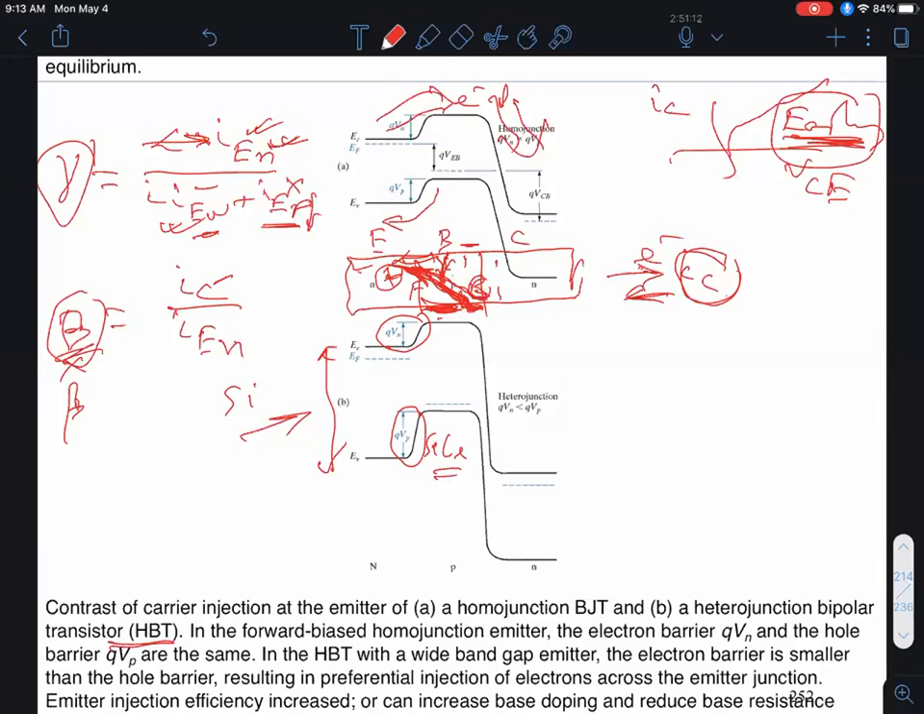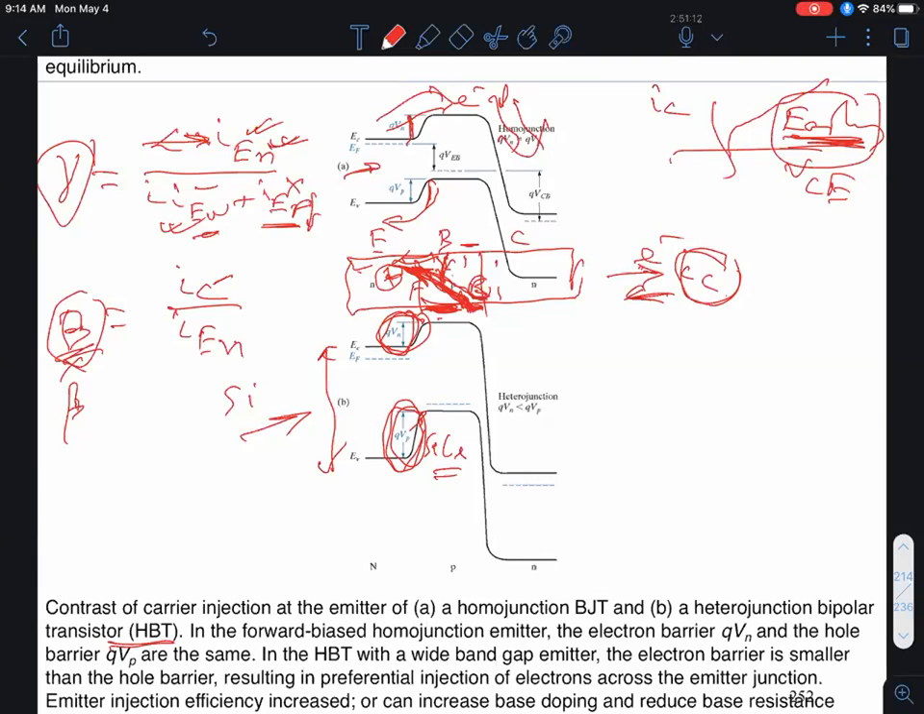Now notice, in the case of a homojunction BJT, as shown on the top, which is what we've been talking about so far, this barrier has to be the same as that barrier, right? Because it's the same band gap everywhere. But if I'm willing to work with two different semiconductors in the emitter and the base, I can choose material combinations where I could hopefully make this barrier smaller compared to this barrier. This band offset in the conduction band could be smaller than the band offset in the valence band.